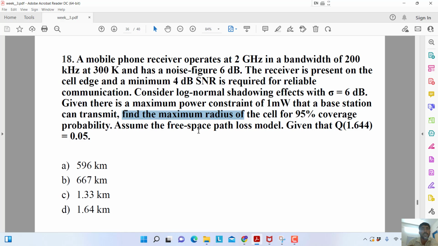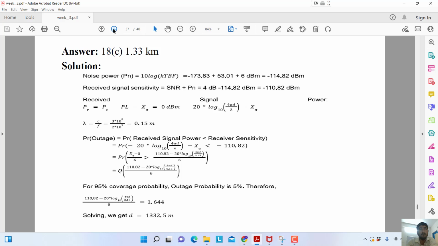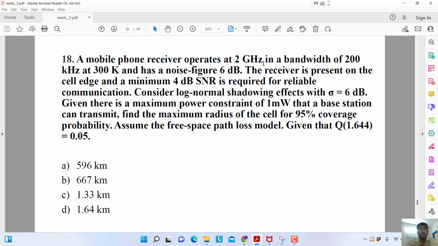Here we will use the free space path loss method. The main thing is that in this question the log normal shadowing is introduced, it is 6 dB. By using this data, what is given? Noise figure 6 dB, T is 300 Kelvin, bandwidth 200 kilohertz, receiver operating at 2 gigahertz.